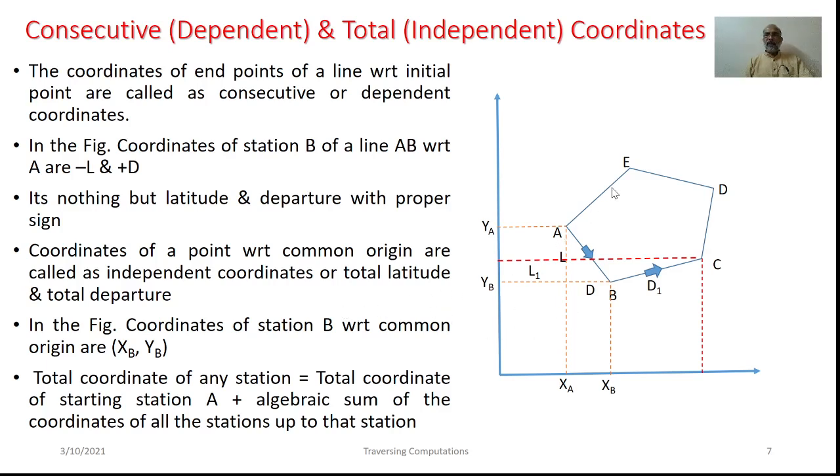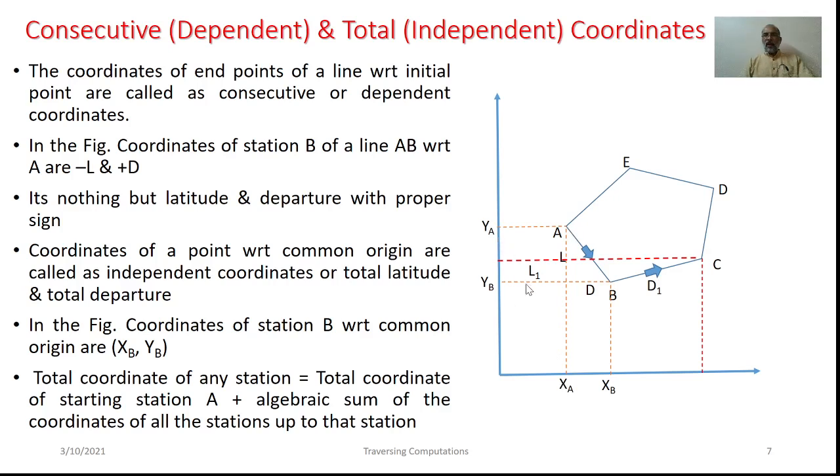Here, as you see, the entire traverse lies in the first quadrant. As such, all the latitudes as well as departures will always have positive values. Hence, just for the sake of understanding, for station B, with respect to this common origin, the coordinates are XB and YB. Similarly, for station A, the total coordinates are XA and YA.